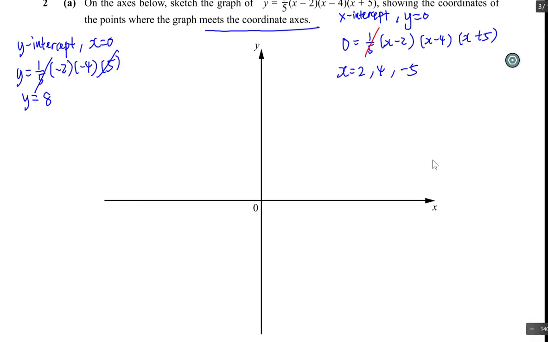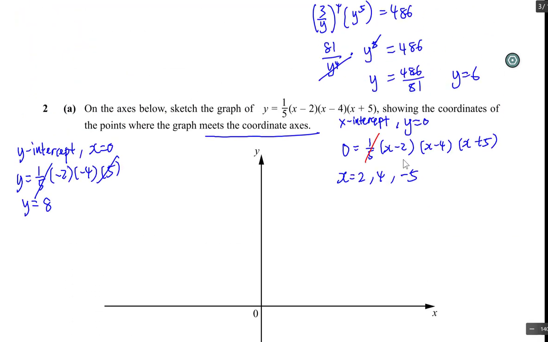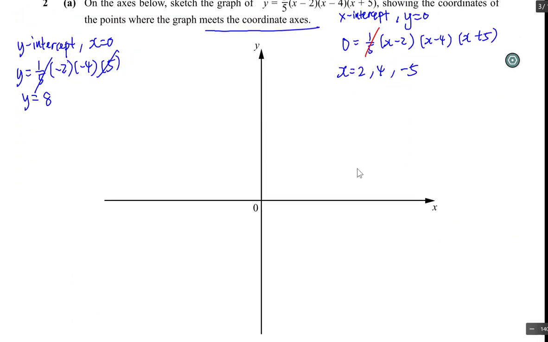Okay, now okay already. When you see x times x times x, you know you will get x cubed, right? So x cubed will be the cubic equation. For the cubic equation, you need to see the a value. If a is positive, then your cubic equation will look like this. When a is negative, then the cubic equation will look like this.